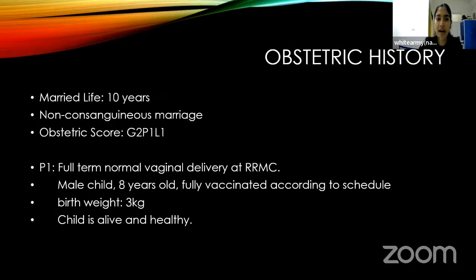Obstetric history, married life 10 years. They have a non-consanguineous marriage. Obstetric score G2P1L1. She has a child, her first child, full-term normal vaginal delivery at Rajarajeshwari Medical College. He was a male child of 8 years old, fully vaccinated according to the schedule. Birth weight of the child was 3 kgs. The child is alive and healthy.